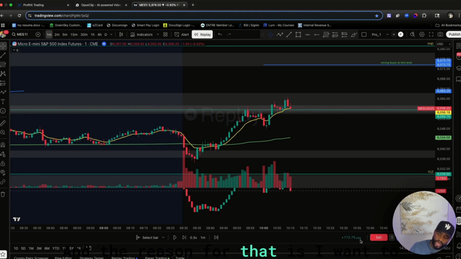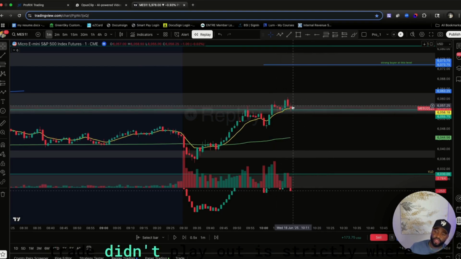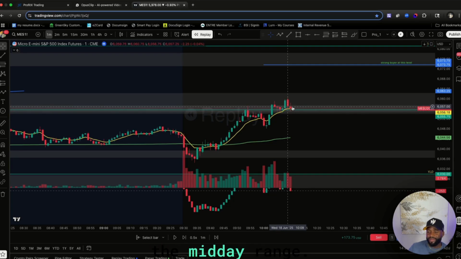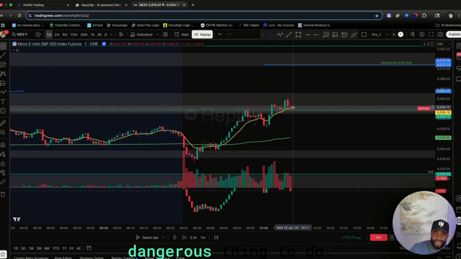And the reason for that is I want to show you that one of the reasons this trade didn't play out is strictly where the trade occurred or where the pattern revealed itself, right? Like I said, the midday range, stay out of the midday range. Don't fiddle in the middle. Now, even though the price action and the setup was nice, right? Again, we're at the midday, so it's a very dangerous thing to do.